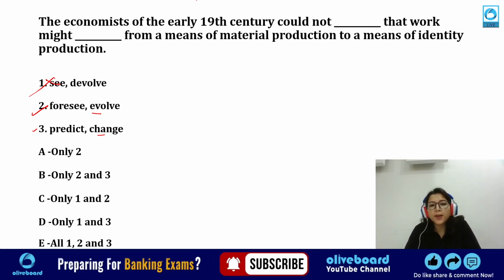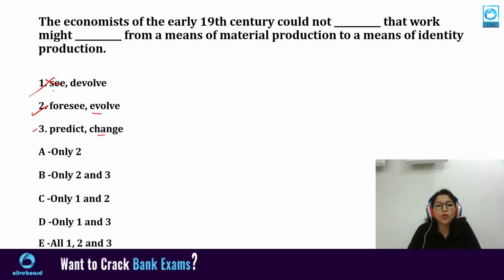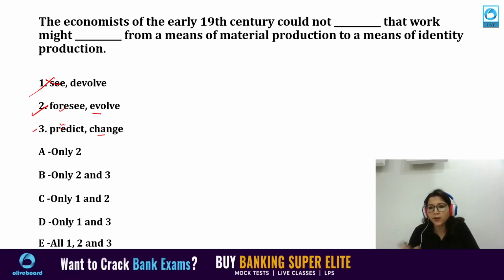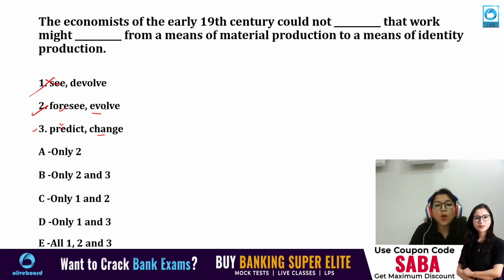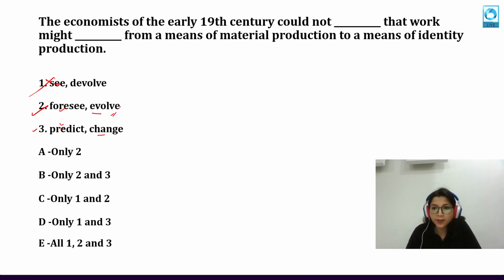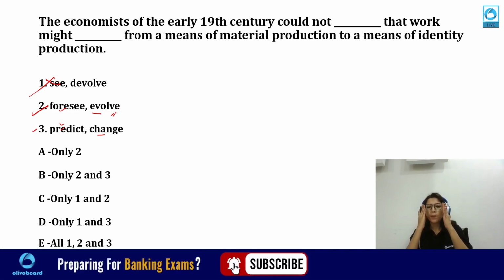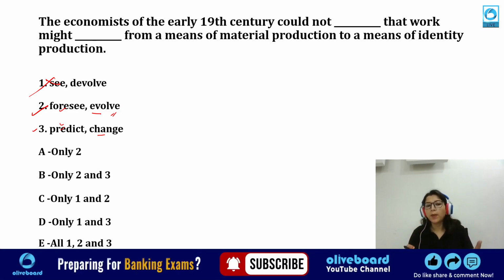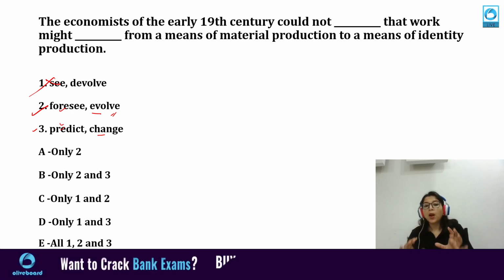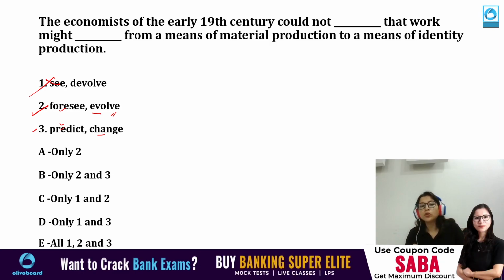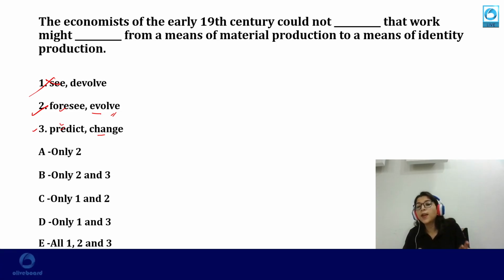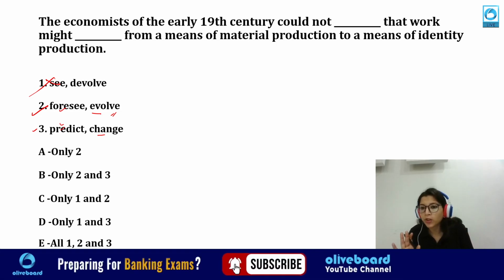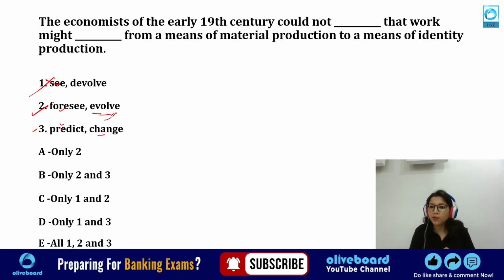So the economists of the early 19th century could not foresee that कि वो लोग ये predict नहीं कर पाए थे, they could not predict that, they could not foresee that. This part is correct. Work might evolve from, हो सकता है, we can say कि वर्क जो है, जो मतलब उस टाइम पर इन लोगों ने ये गेस ही नहीं कर पाया था या प्रेडिक्ट ही नहीं कर पाए थे कि जो वर्क कल्चर है या जो वर्क है दैट में इवॉल्व फ्रॉम a means of material production to a means of identity production, कि वो material production से evolve होकर के कहाँ चला जाएगा, it will go to means of identity production. So of course we can use evolve word, it will fit into the blank.